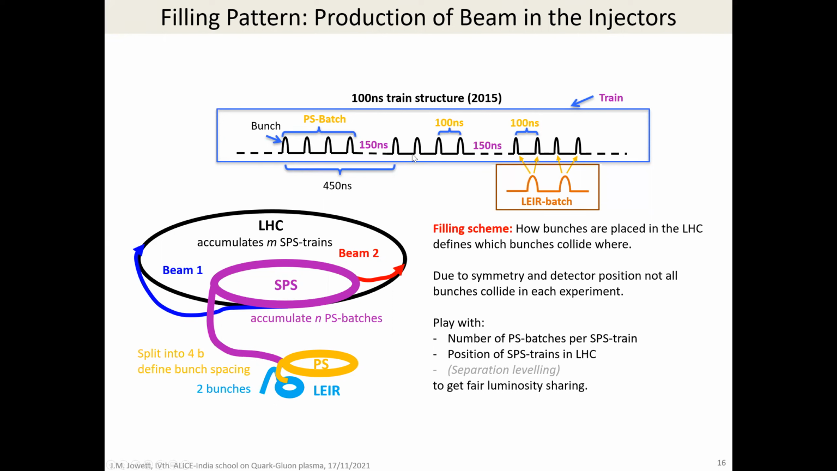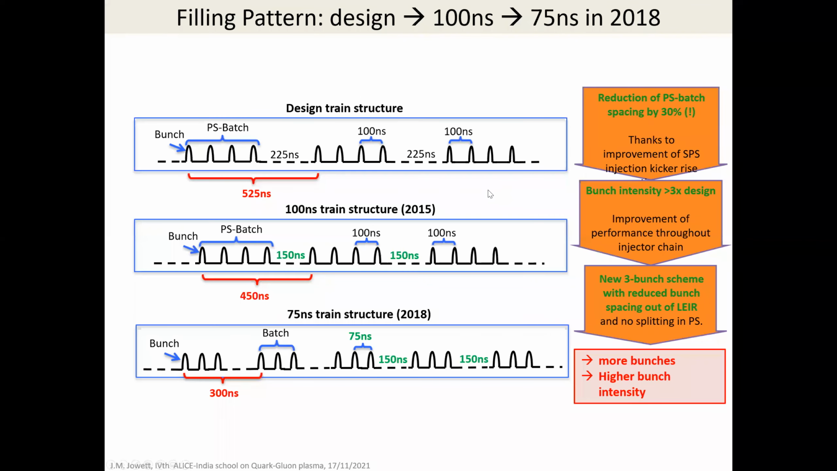So there are many parameters one can play with here. The longer beams spend at injection energy in the SPS, for example, the more they degrade. So you may not want to inject many batches of the PS into one SPS train. You have to optimize this. And then there's also a degradation in the LHC at injection from various effects. So you have to think about how you're going to do the construction. This is a fairly complex question.